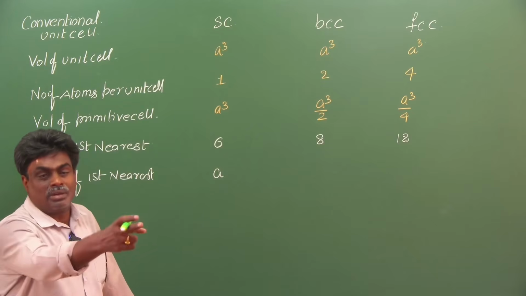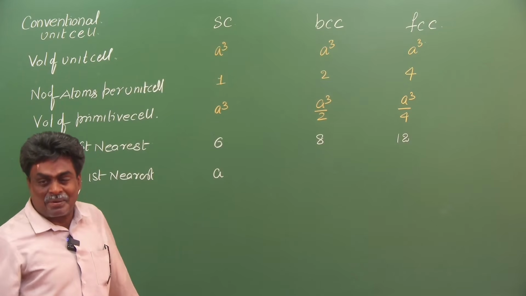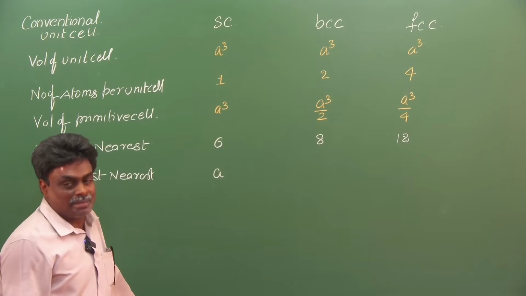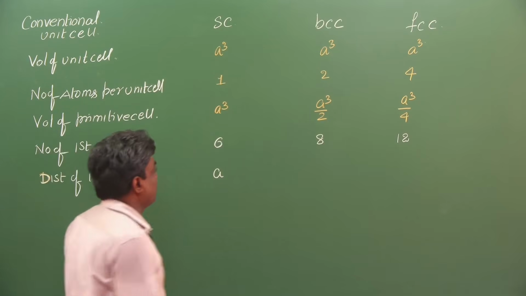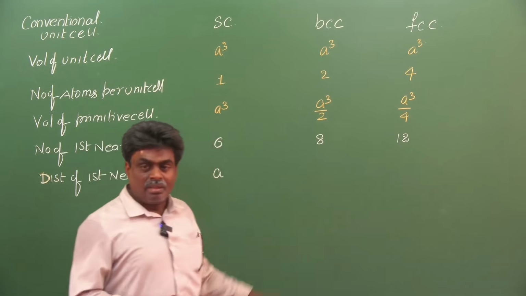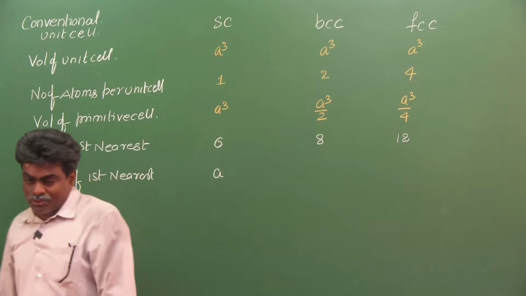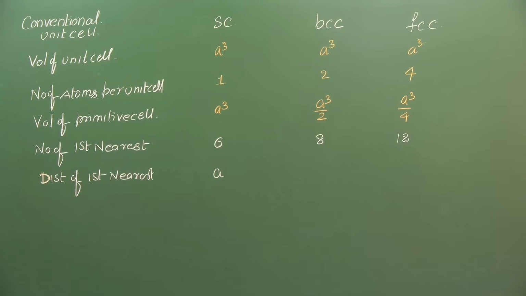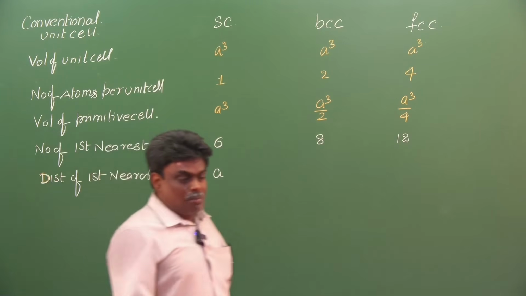ఇందాక డయాగ్రామ్లో చూడండి, in the diagram, what is the distance we have taken? A by 2. Next, in BCC, now see the body diagonal. Please go through the body diagonal. Could you please tell me what is the body diagonal length?